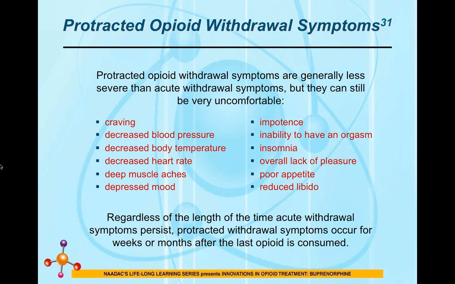Depending on the opioid that an individual has been dependent upon, and how long its half-life is and its duration of action, will dictate when those acute opioid withdrawal symptoms come into play. But as soon as those are over, for sure they're going to have a protracted opioid withdrawal symptom phase that's going to last for a couple of weeks or months.